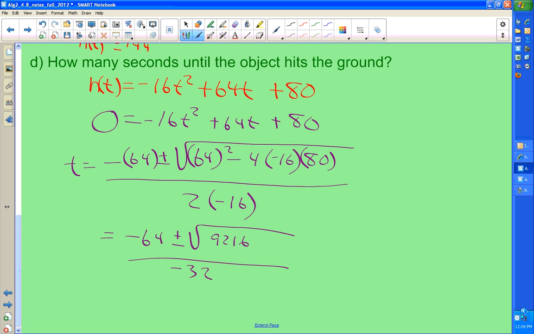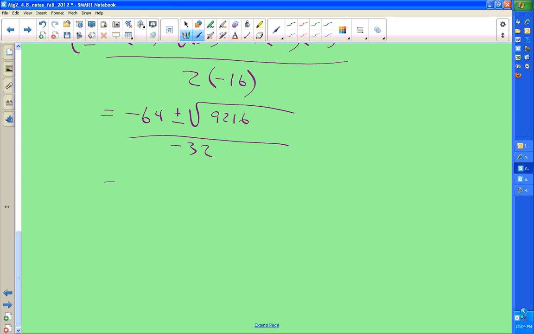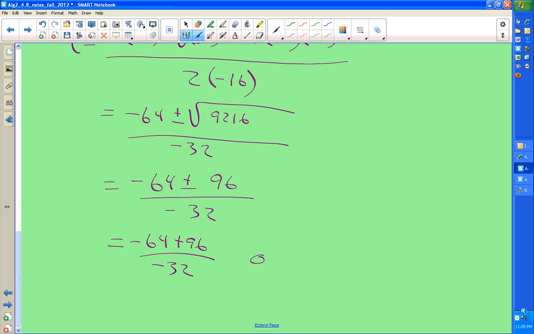Now, 9216, as it happens, is a perfect square, which means that we could have factored this. So if you wanted to try to factor, you could have, but we're going to use quadratic formula. Now, that means that we have negative 64 plus 96 over negative 32, or negative 64 minus 96 over negative 32. And we want to find out which of those answers is the one that will work for us.